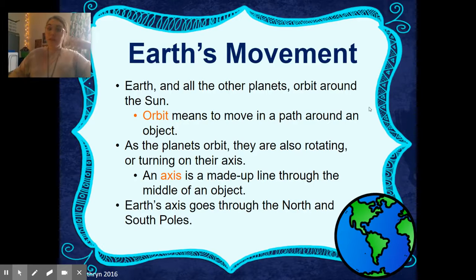So Earth and all of the other planets in our solar system, they orbit around the sun. And I'm sure that you have seen our solar system or a picture of our solar system before. They are all moving around the sun. The sun is the center and it orbits. That's the path an object takes. So as the planets orbit, they're also rotating.